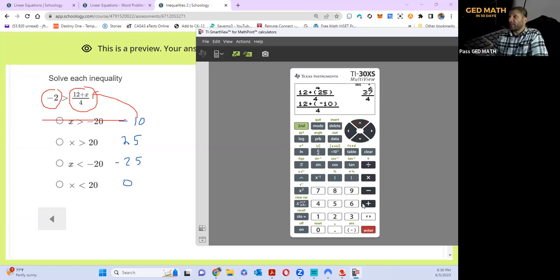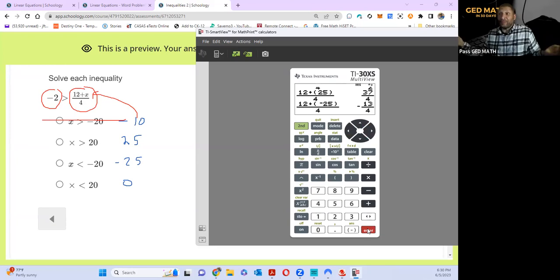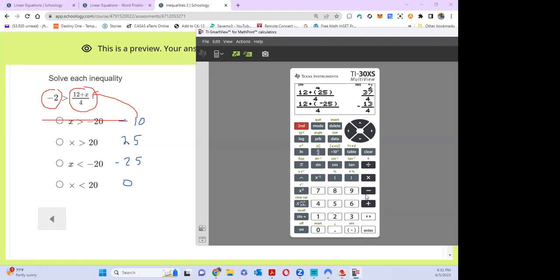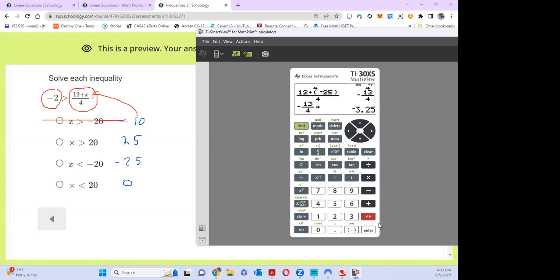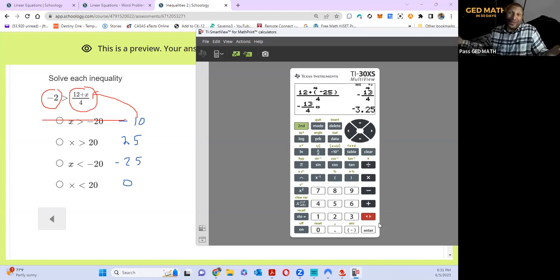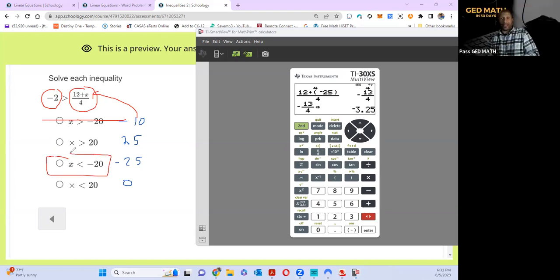Go back up here. We're going to change that minus 10 to minus 25. That's going to be the answer. Now, look at that. Is minus 2 greater than minus 13 over 4? Well, I don't even know what minus 13 over 4 is. Use your calculator to change it to a mixed number or a decimal. I'm going to change it to a decimal. So is minus 2 greater than minus 3.25? Yes. Now, you didn't do any algebra. Do we still get the same answer?